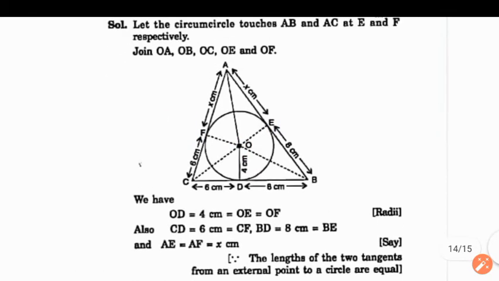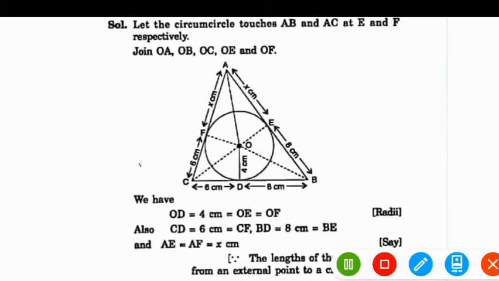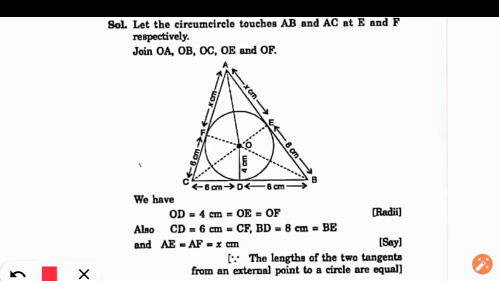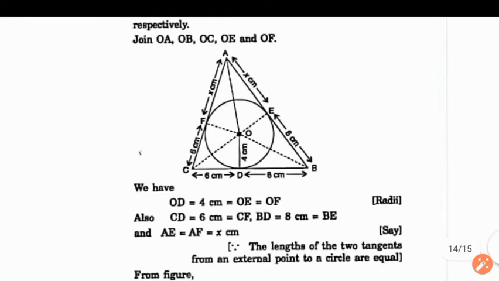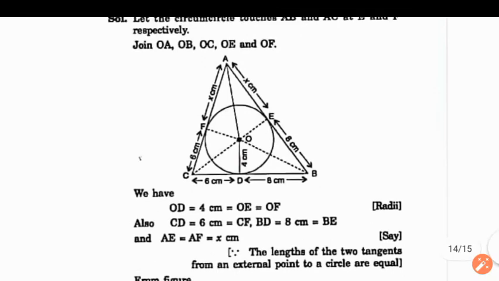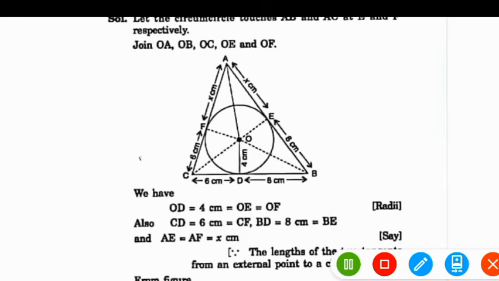Now here, which property will we use? We know that from an external point, if two tangents are drawn, those two tangents must be equal. From point B, the two tangents are BE and BD, so they must be equal. Similarly from point C, CD and CF must be equal. From point A, AF and AE must be equal. This is what I have written here. And from A to E or A to F, I have taken that length as x.